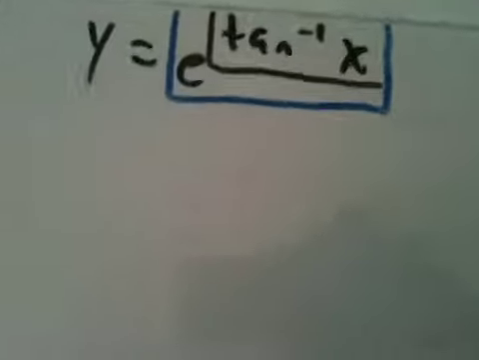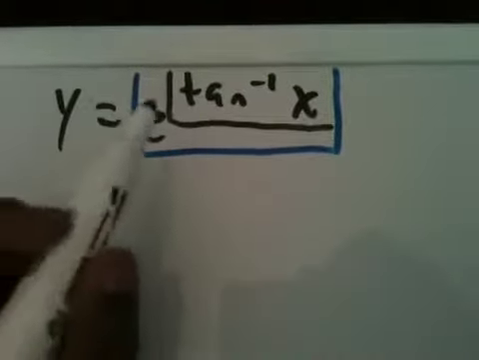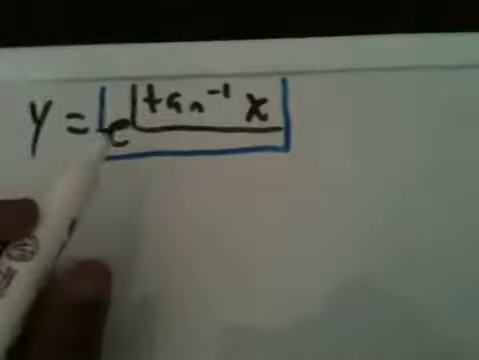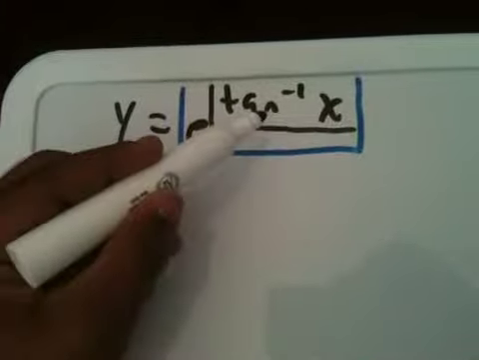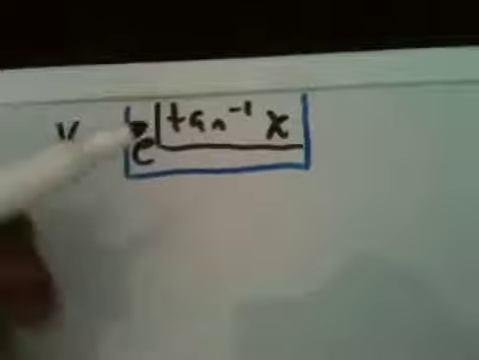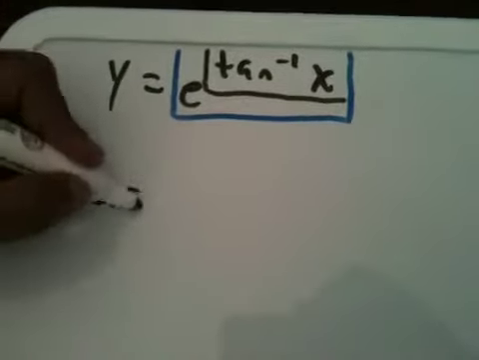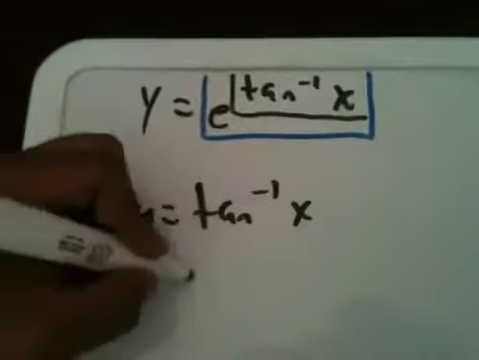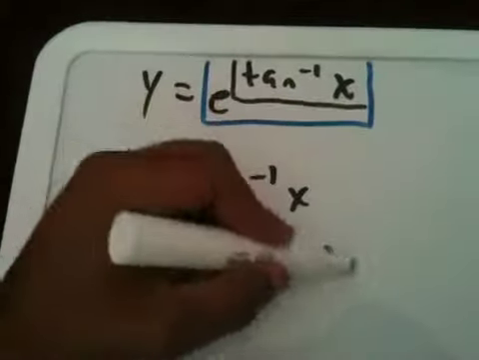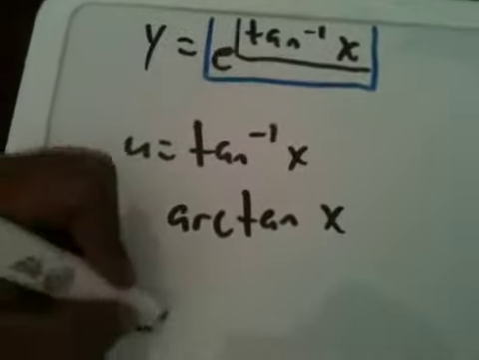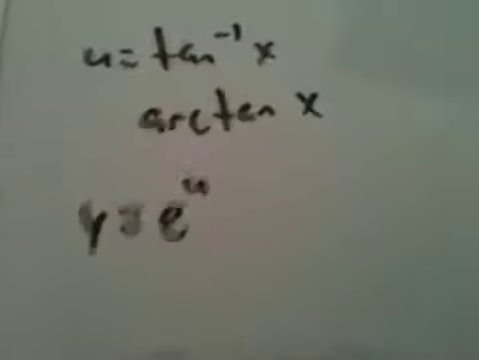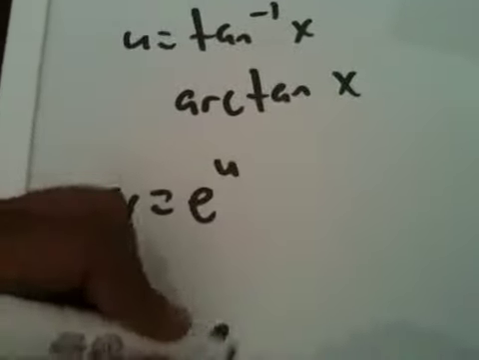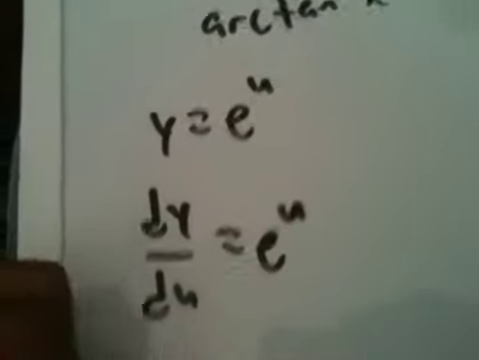So the chain rule says we take the derivative of the outside function with respect to the inside and multiply it by the derivative of the inside. So in this case, we're going to have to take the derivative of e to the inverse tangent of x with respect to the inverse tangent of x, if we say that u is equal to the inverse tangent of x. Just so you know, you can also write this as arctan. And so we have y equals e to the u, and the powerful part about this is that the derivative of e to the u is itself, but we still need to take the derivative of u with respect to x.